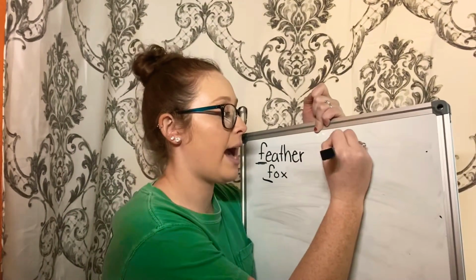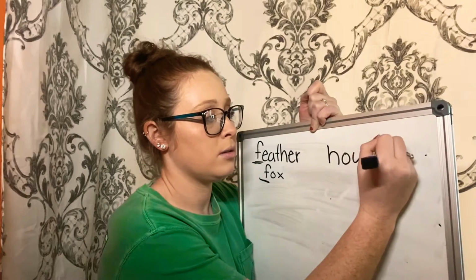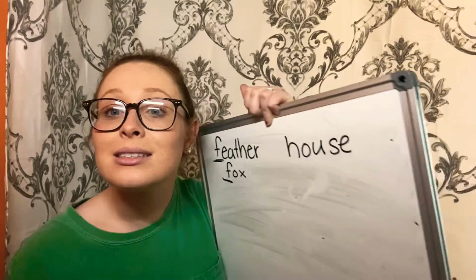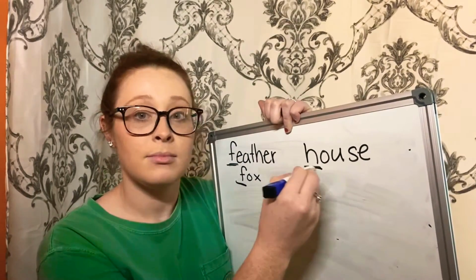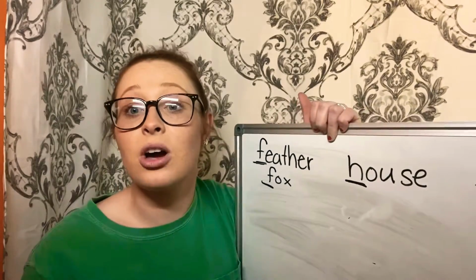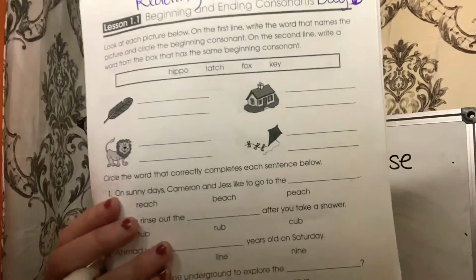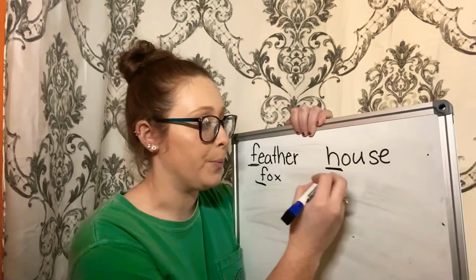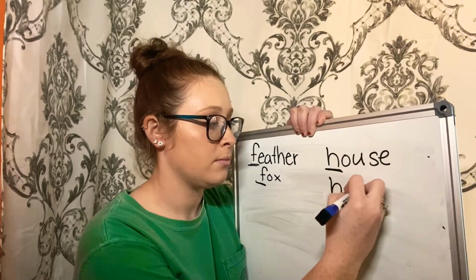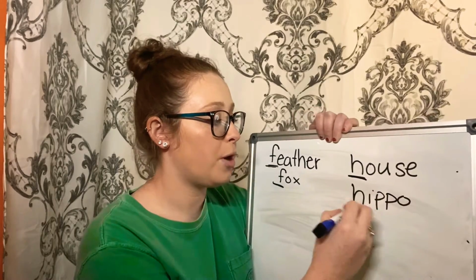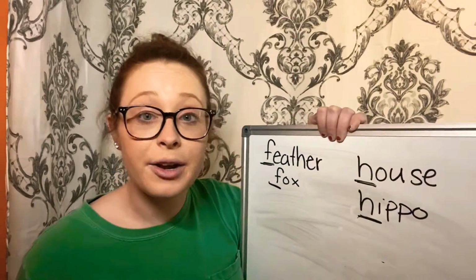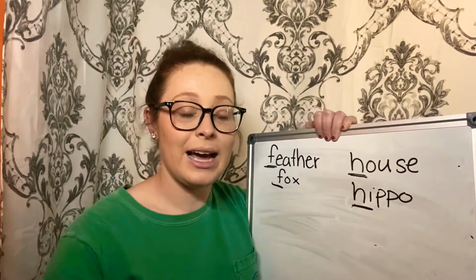It's a picture of a house. So I'm going to write it over here. House. Now, what's my beginning consonant? H. That is my beginning consonant. So of those words, will it be hippo, latch, or key? Hippo. Now, do both of my first letters begin with the same letter? Yes. Now, look at the bottom picture.